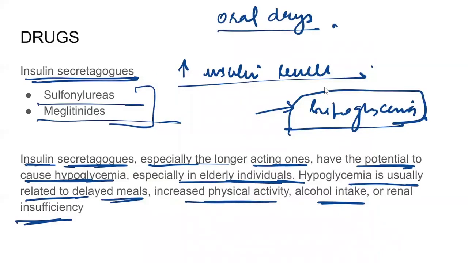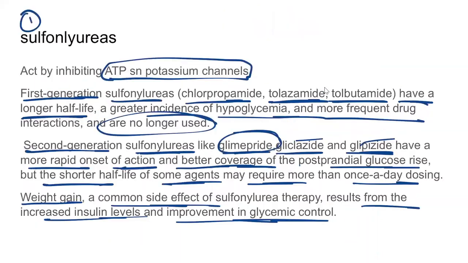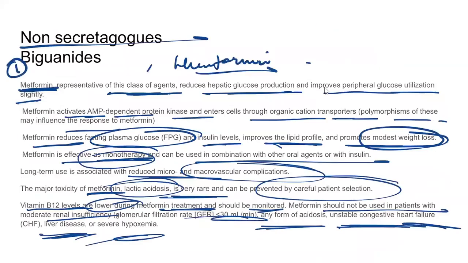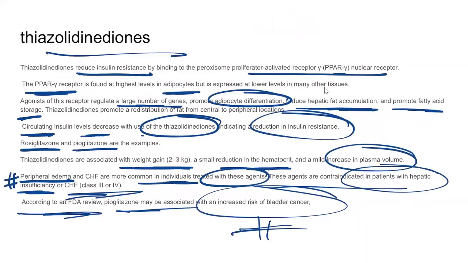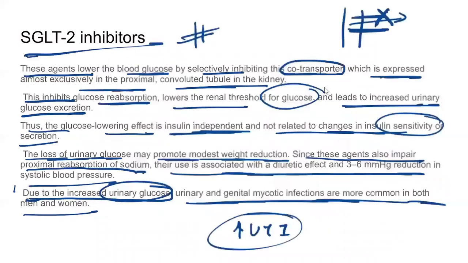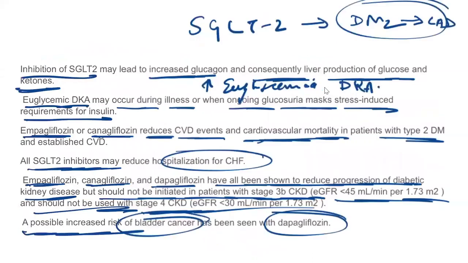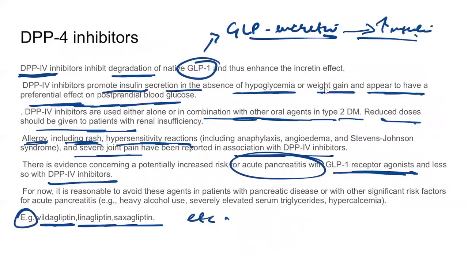And we have discussed the drugs. In insulin secretagogues, we have sulfonylureas and meglitinides. In non-secretagogues, we have biguanides like metformin, very important. Then thiazolidinediones, in which we have rosiglitazone and pioglitazone. Then SGLT2 inhibitors, a wonderful class of drug, but their major complications are UTI and euglycemic DKA. Then DPP4 inhibitors, again a wonderful class of drug, but they are associated with pancreatitis.